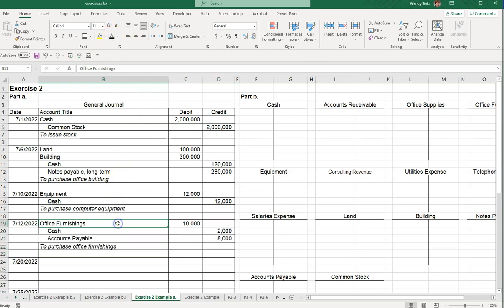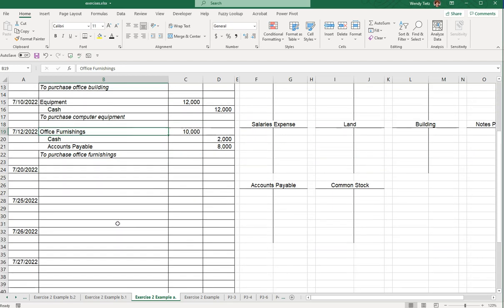Okay, so office furnishings is an asset. It went up. So we're going to debit it, and we paid for it with cash and also accounts payable. We're saying accounts payable because we're not given any information. If we did sign a promissory note, we can assume it's short term in this case.